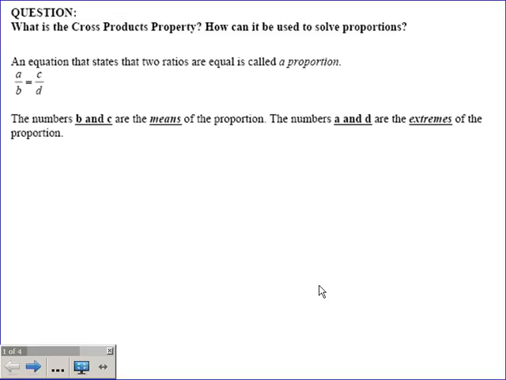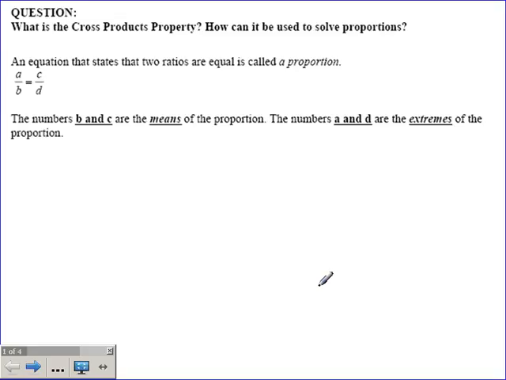So two ratios set equal to each other are called a proportion. This is a proportion here: A over B equals C over D. What's the very first thing I said when I said A over B equals C over D? A. What's the very last thing I said? D. So the very first and last are called the extremes. The things in the middle, the second and third things I said, are the means. So B and C are the means of the proportion, and A and D are the extremes. The things I say first and last are the extremes, and the things I say in the middle, B and C, are the means.